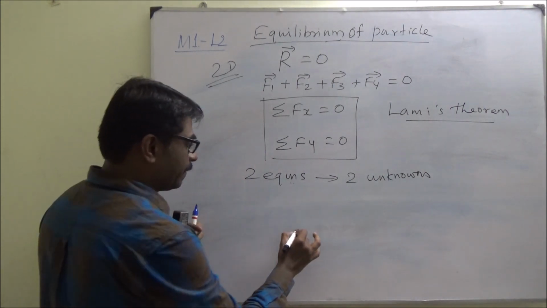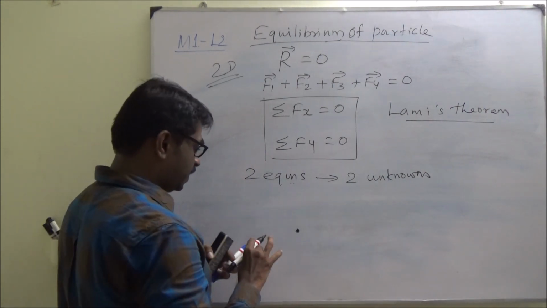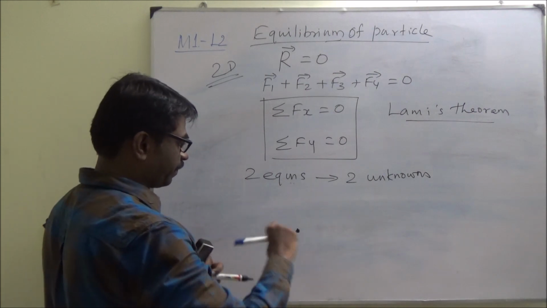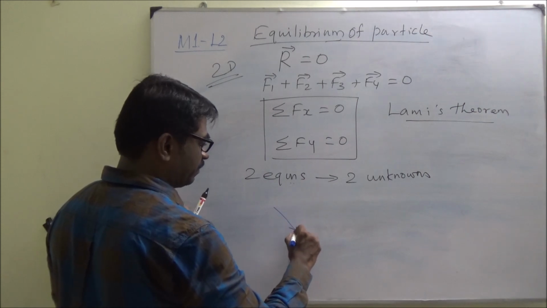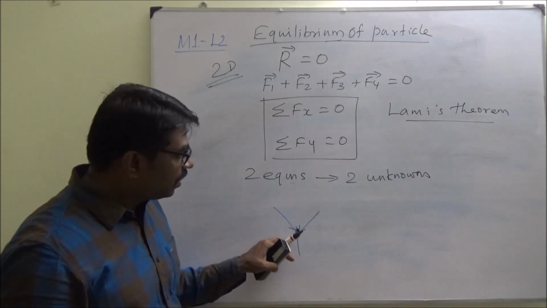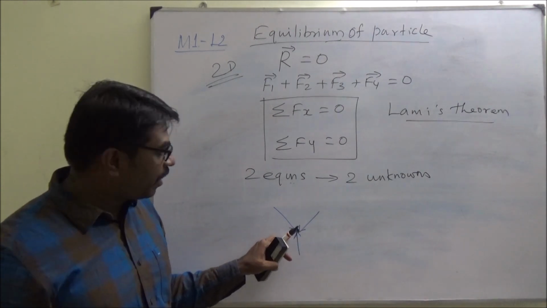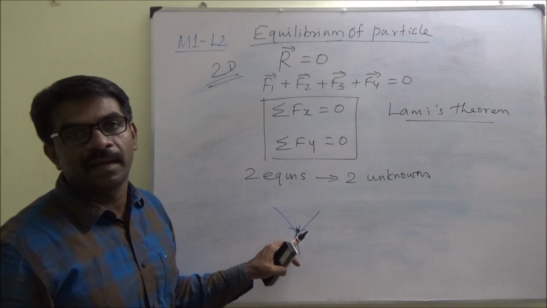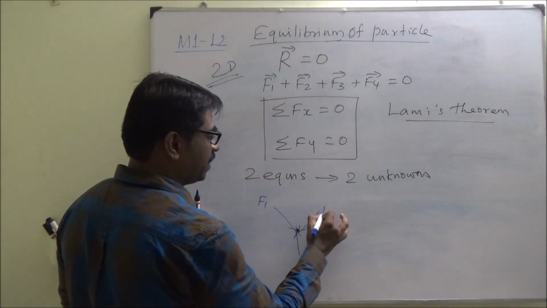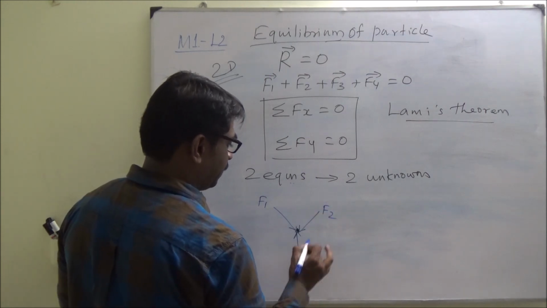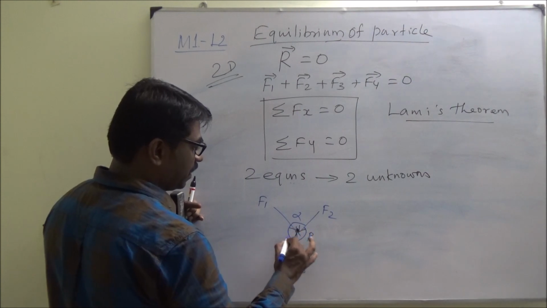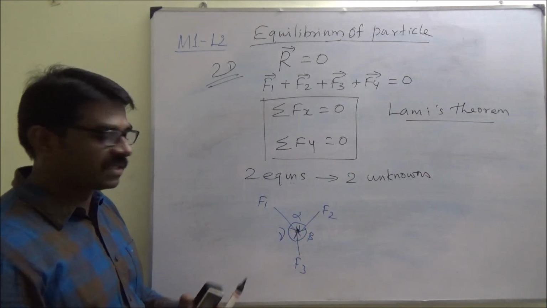When a particle is acted on by three forces, say for example I am taking 1, 2, 3. So all the forces are pointing towards the point. So this can be written, say for example this is F1, F2, F3, and this is alpha, this is beta, and this is gamma, the angles.